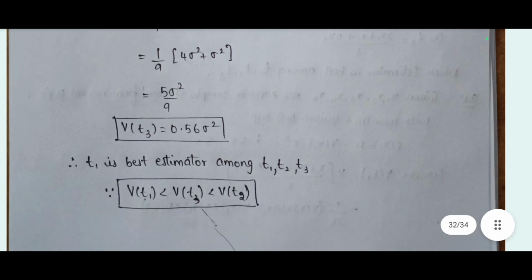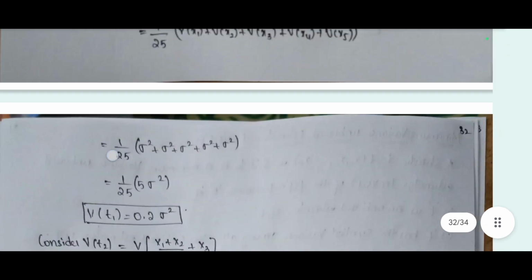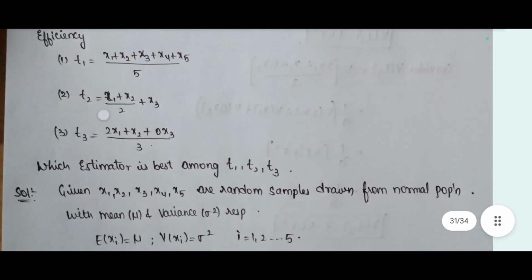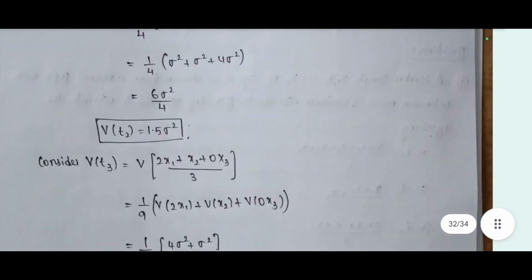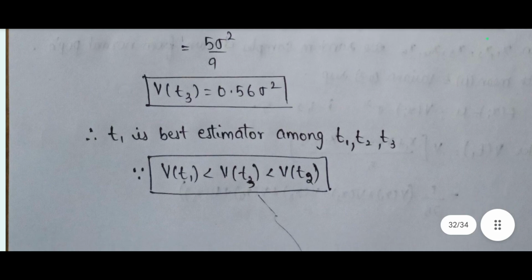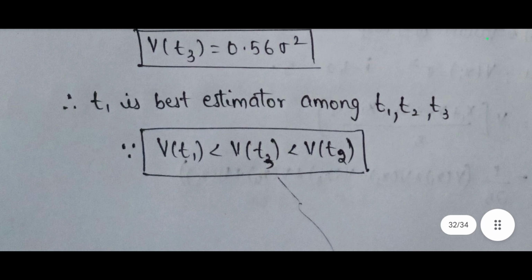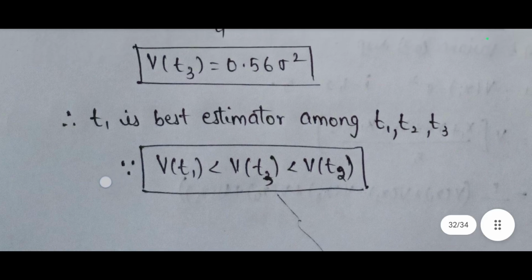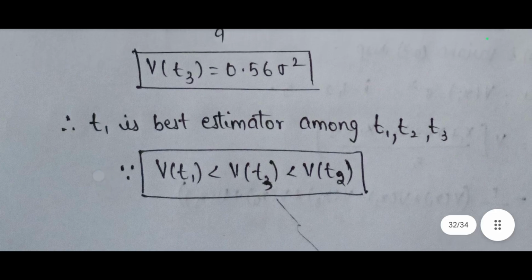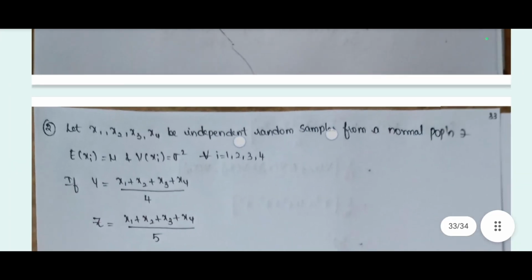Among these three, t1, t2, t3, which one is the least? Very clearly t1 is the least, I hope so. So t1 we got as 0.2, t2 we got as 1.5, and t3 we got 0.56. So we can observe t1 is the best among these, because variance of t1 is 0.2, variance of t3 is 0.56, and variance of t2 is 1.5. Next, similar problems you have to do.